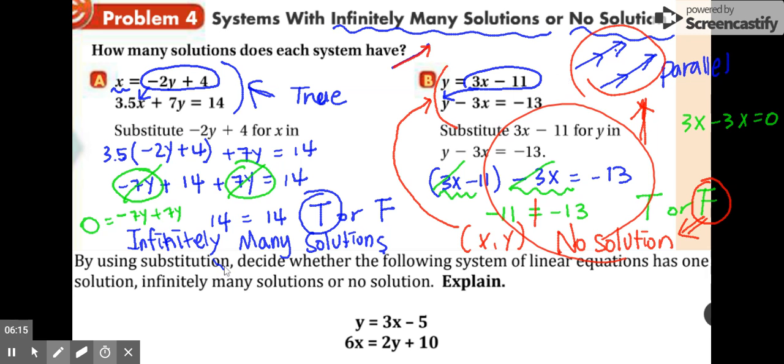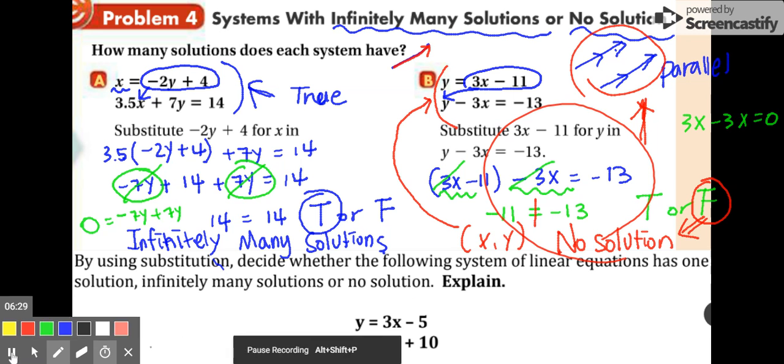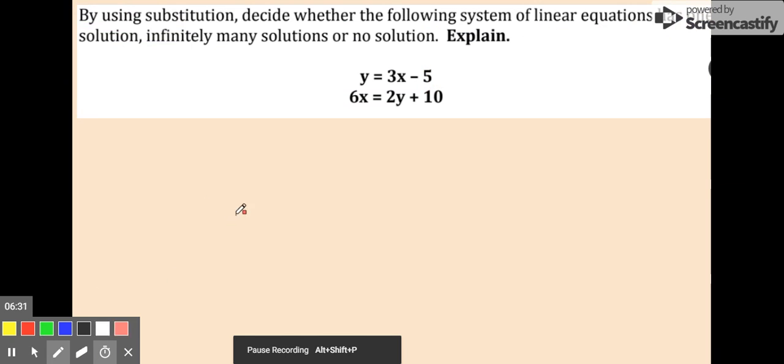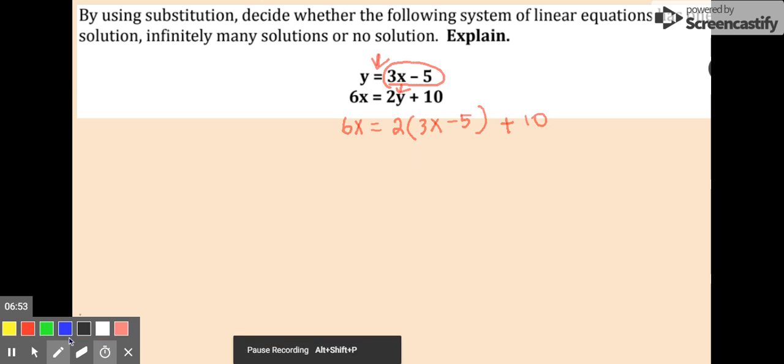I need you to try the next question by yourself on your paper and try to find a solution, and think about whether there's only one solution, infinitely many solutions, or no solution. So now you have 3x minus 5, so you can use this instead of y. I'm going to plug into here. So 6x minus 2, and it was y, but I'm going to use 3x minus 5 because they are equal, plus 10.